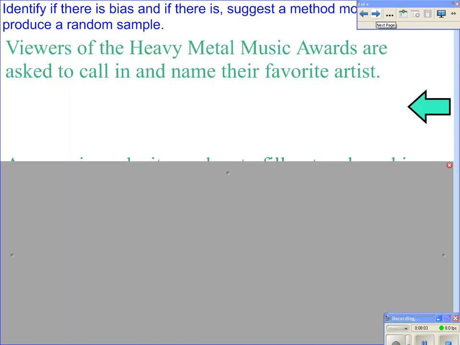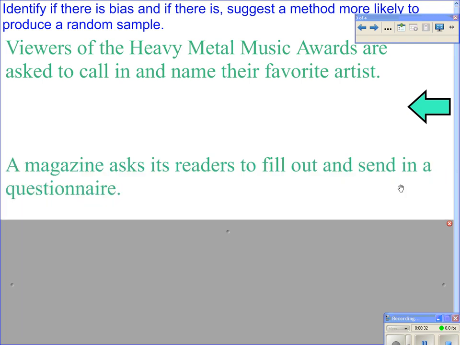Here's the first one. Viewers of the Heavy Metal Music Awards are asked to call in and name their favorite artist. Why? Because they might say heavy metal people are their favorite artists. Correct. The other genres of music aren't going to be represented at all because it's only the people watching that award show, so they probably like that music, and they're probably not going to say country artists or classical or something else. Okay, we'll check that in a moment.